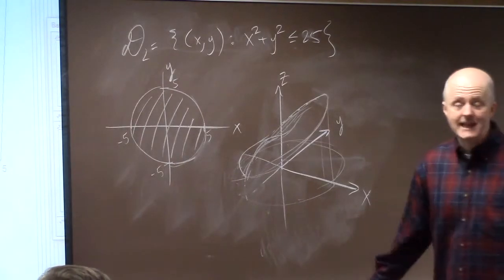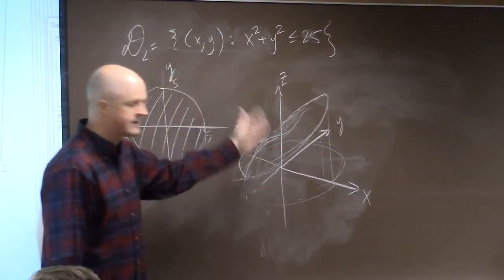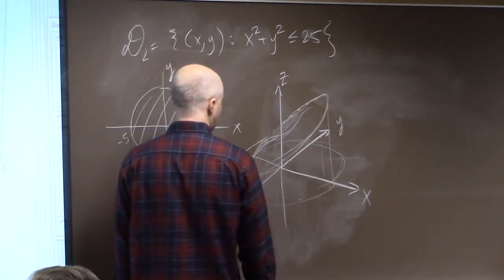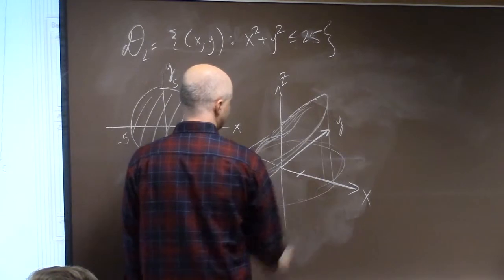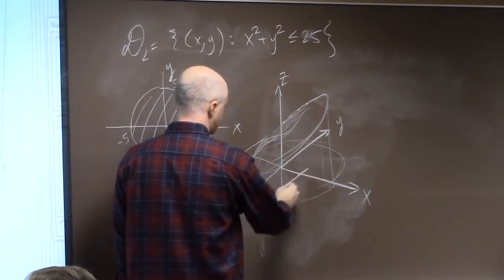We can still do the slicing. Let's slice it perpendicular to the x-axis, parallel to the yz plane. Let's pick a particular value of x right about there, say. What is the cross-section going to look like?